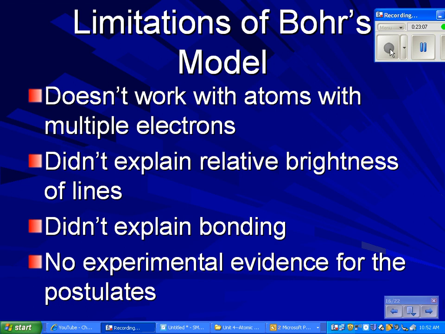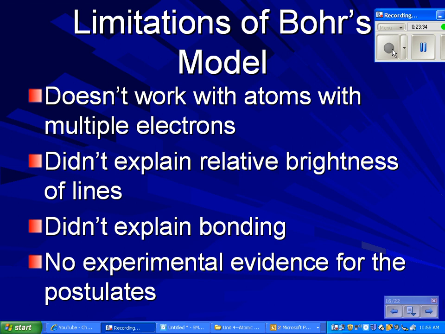It didn't explain why some lines were brighter than others, okay? It didn't explain why atoms bond to make molecules. And there really was no experimental evidence for these postulates that he came up with, other than the fact that that's just what seems to be happening, but there's no evidence why that should be true. Why should angular momentum be quantized? But other than that, it could predict what was observed with spectral lines. Okay?